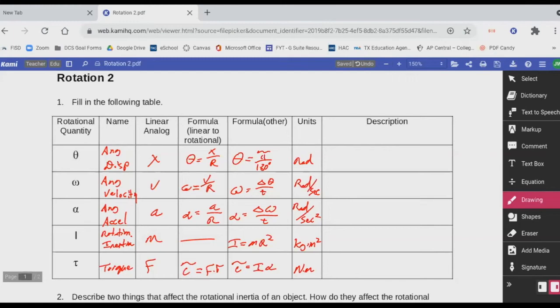I like short descriptions. So the first one with theta, we're just going to say that it's the number of radians an object turns through. All right. For omega, that's the velocity of rotation. For alpha, let's call it the acceleration for a rotating object. Acceleration of rotation.